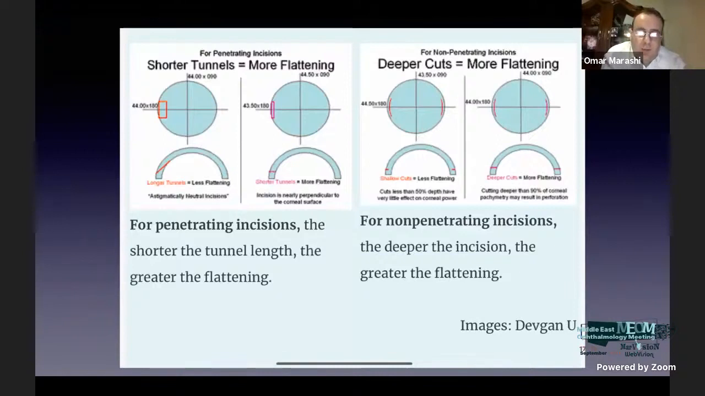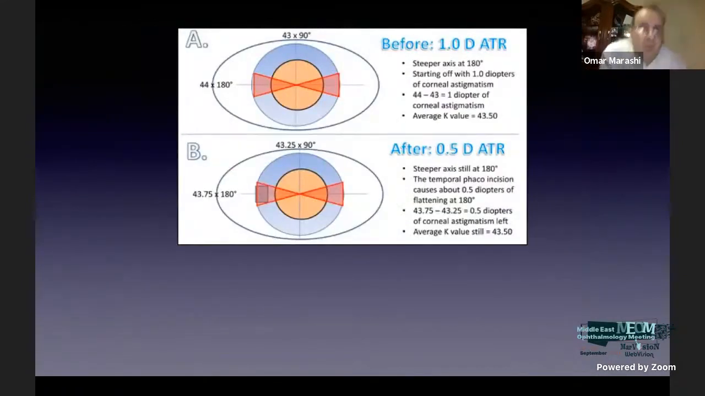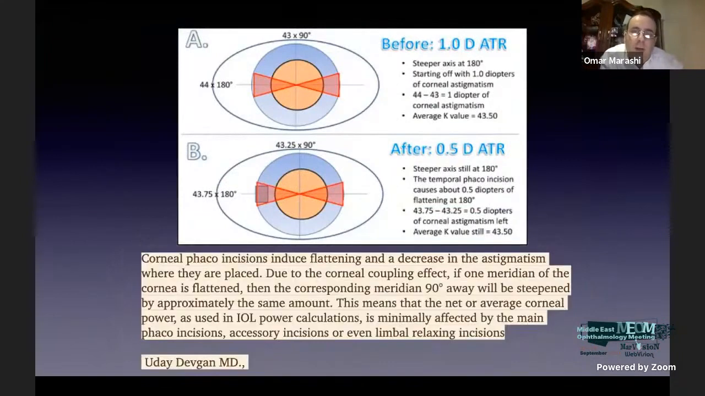Those are the schematics from Dr. Uday Devgan. On the right side, in LRIs or AKs, the deeper you go into the cornea, the larger the effect. Meanwhile, on the left side, when you use a phaco knife, the shorter the tunnel, the greater the flattening effect. This is a very simple schematic showing a patient with one diopter of against the rule astigmatism. With a phaco knife at 180 degrees, you reduce the astigmatism down to 0.5 diopters.